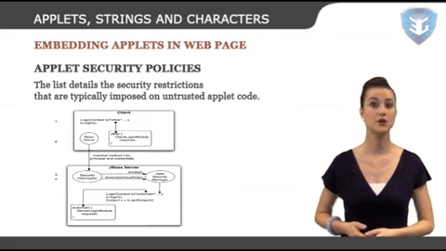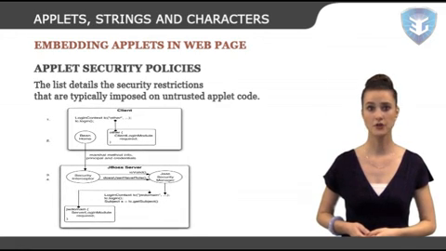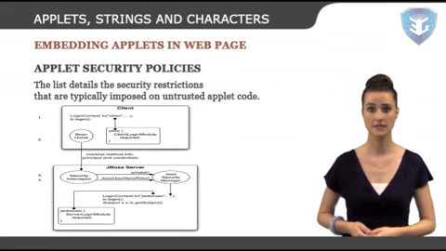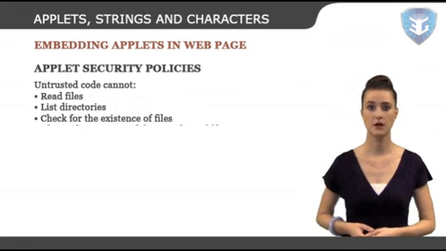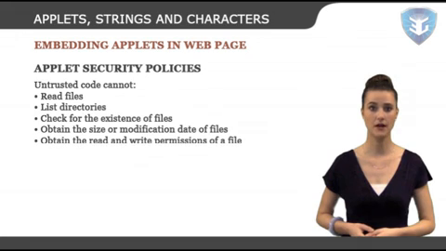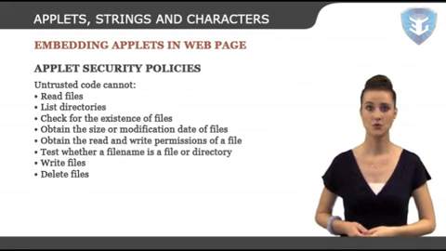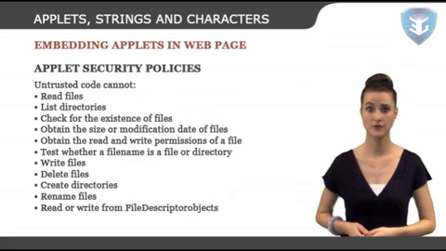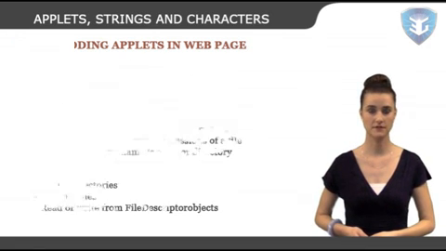The list details the security restrictions that are typically imposed on untrusted applet code. Untrusted code cannot read from or write to the local file system. This means that untrusted code cannot read files, list directories, check for the existence of files, obtain the size or modification date of files, obtain the read and write permissions of a file, test whether a file name is a file or directory, write files, delete files, create directories, rename files, or read or write from file descriptor objects.